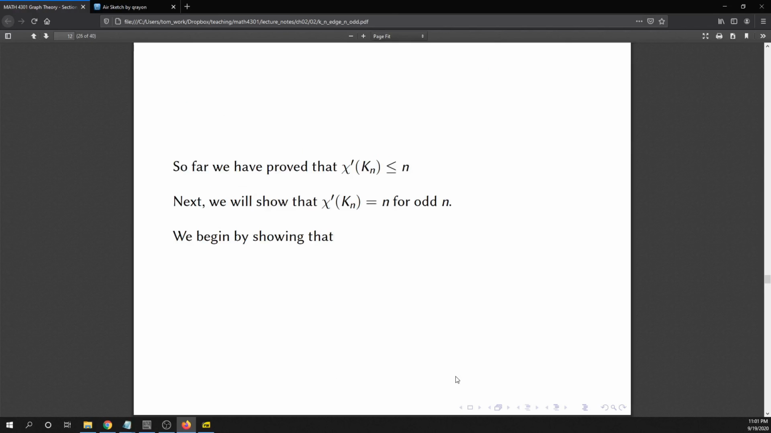So what we've proved here is that the edge chromatic number of K sub n is less than or equal to n. What we are going to show in the rest of this is that the edge chromatic number of K sub n is exactly n for n odd, n greater than 1. And then in the next video, we'll talk about the even case.